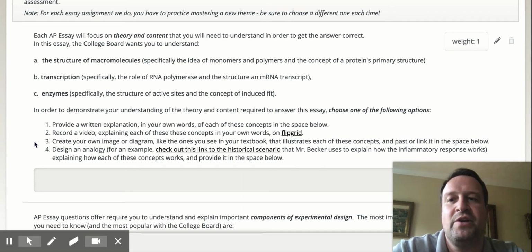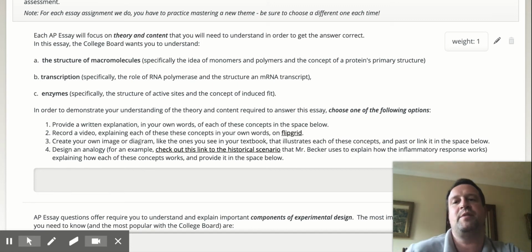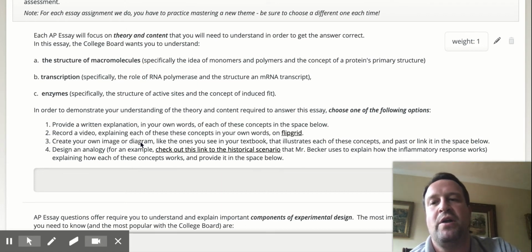There's a written explanation. There's the video recorded explanation. I have a link over here to Flipgrid on my PowerSchool site. Science textbooks often have images or diagrams that illustrate a process or explain some kind of concept. So I said the students could try to create an image or a diagram and put that in here as well. And then I said they could also try to explain it through analogy, which I often do in class.